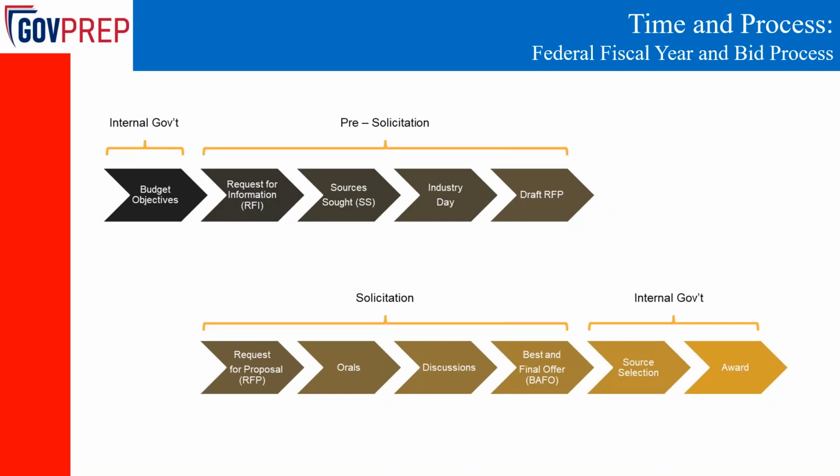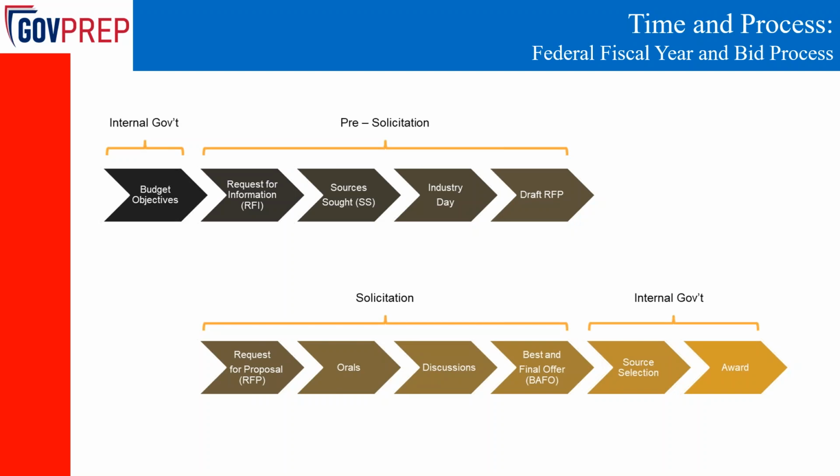Today we're going to be going over the actual bid and solicitation process. So let's pick back up where we left off on the previous video from federal fiscal year. And if you haven't watched that video, I would recommend watching the federal fiscal cycle first and then watching this video as a follow-on. So like I said, let's jump right in.